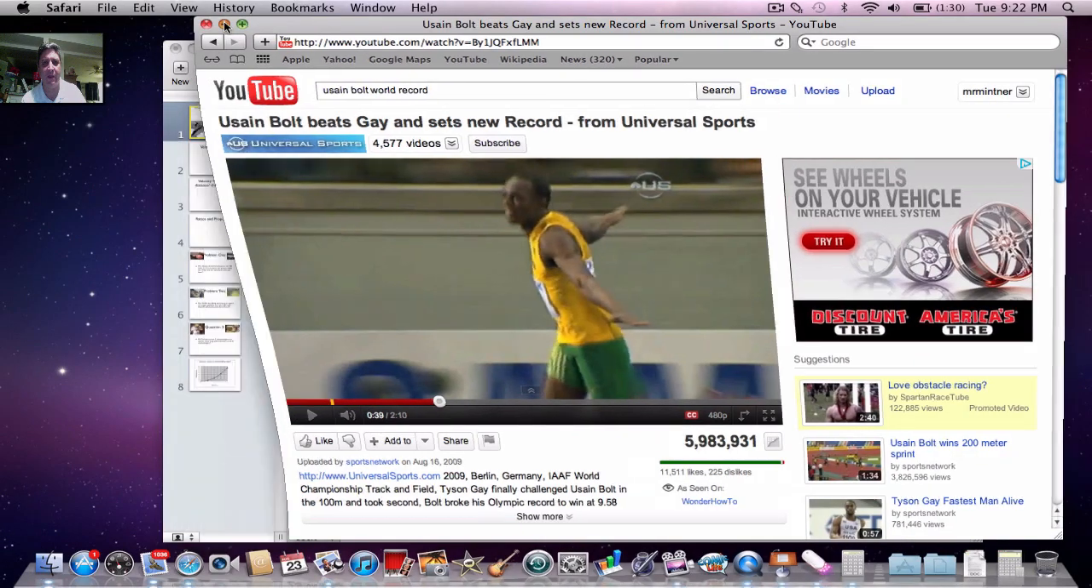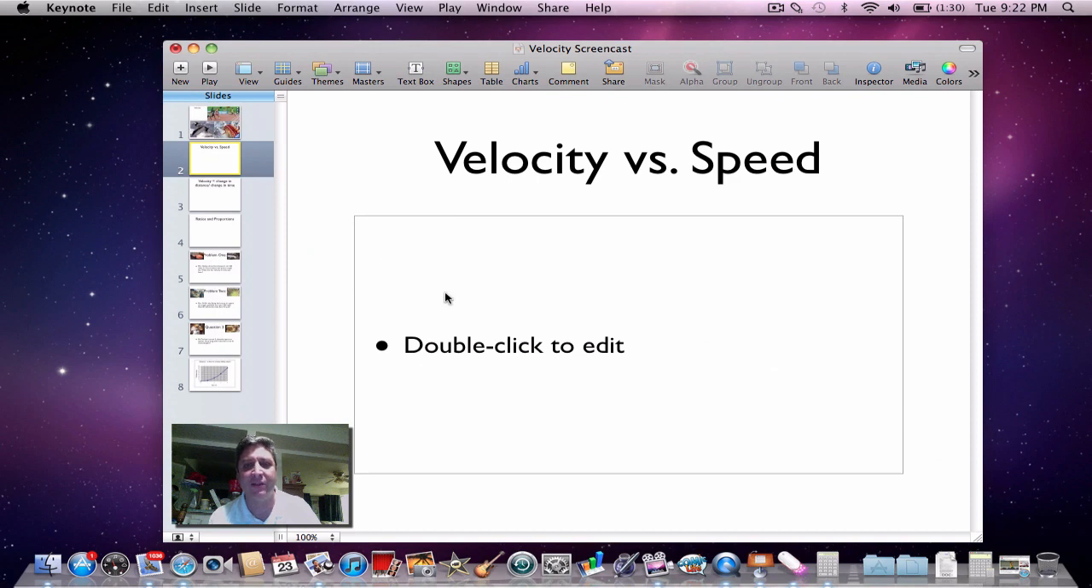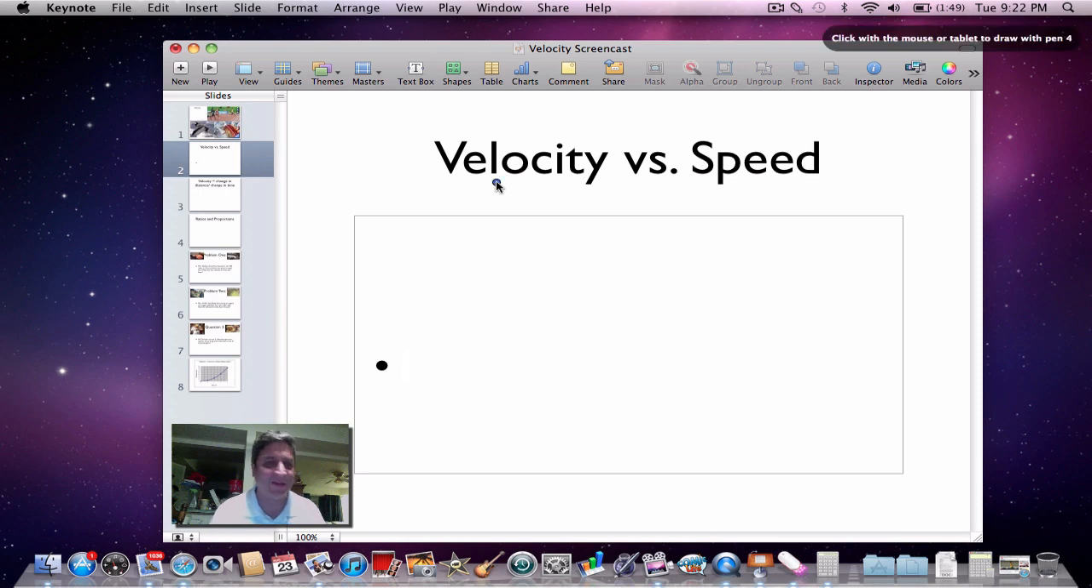So there he is, breaking the world record. It's amazing. We're going to come back to that in a second. I just wanted you to see it in action. So our next slide, it's velocity versus speed. Now what I want you to understand is that velocity and speed, a lot of people use them interchangeably, but they're really not the same thing.